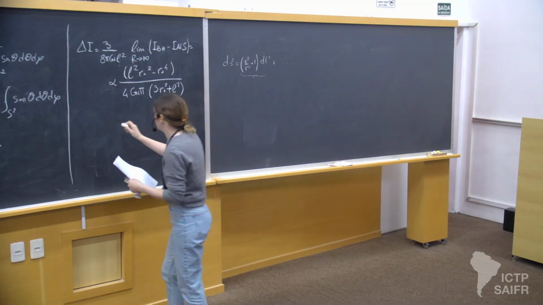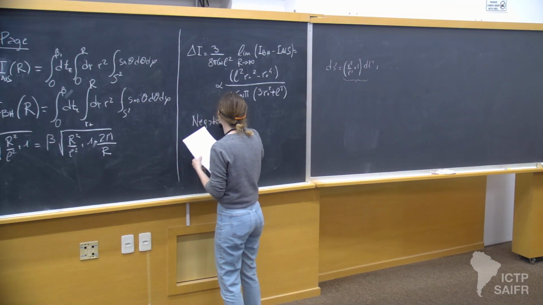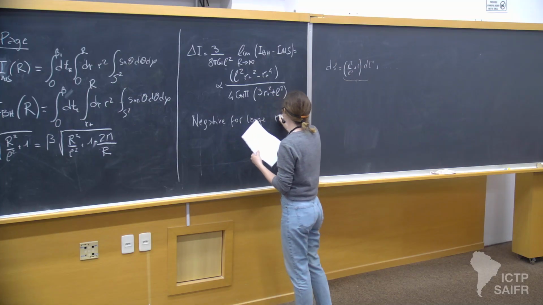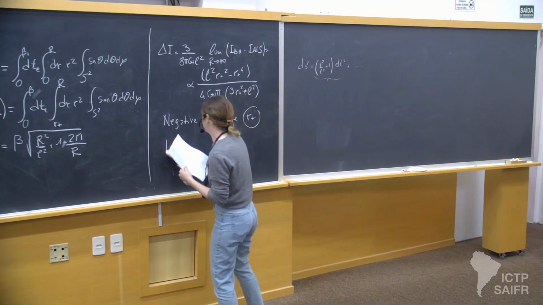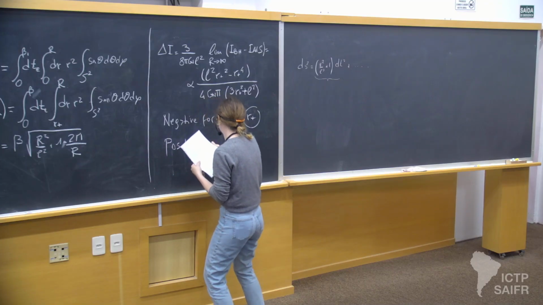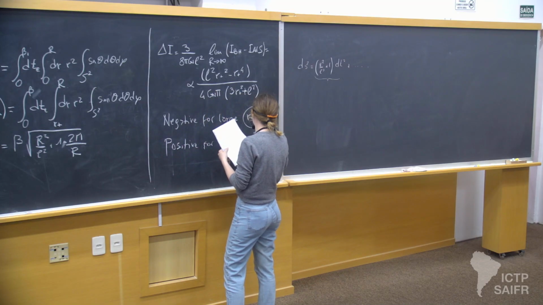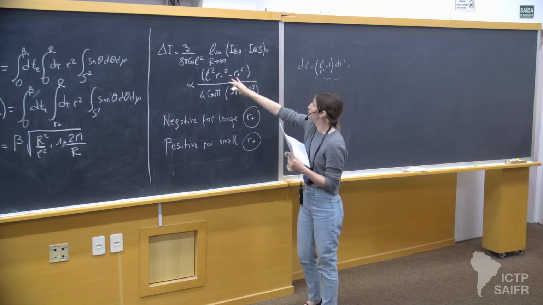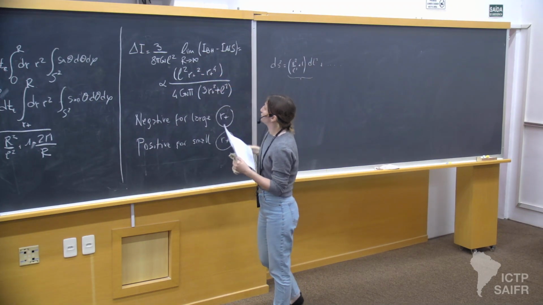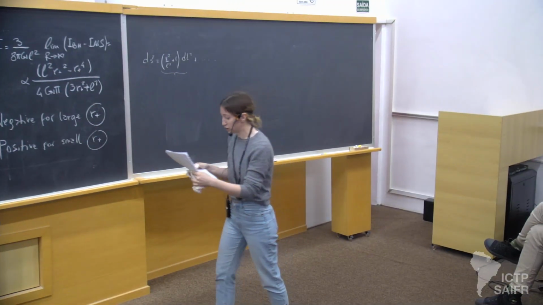So let me just write it here. It's negative for large R plus, positive for small R plus. So you can compute actually where R needs to be 1 over L. This is where you have a change in sign.